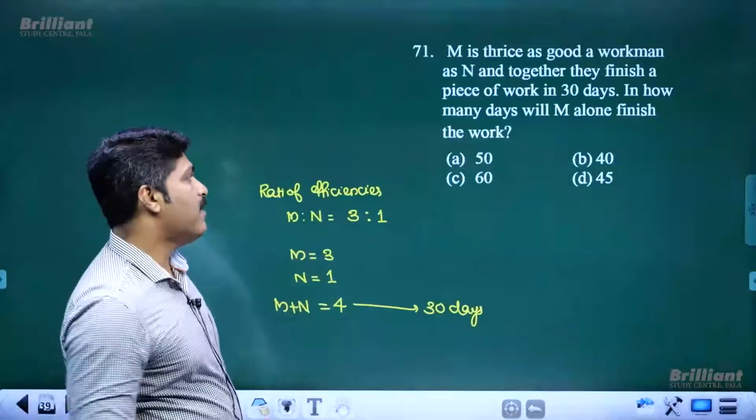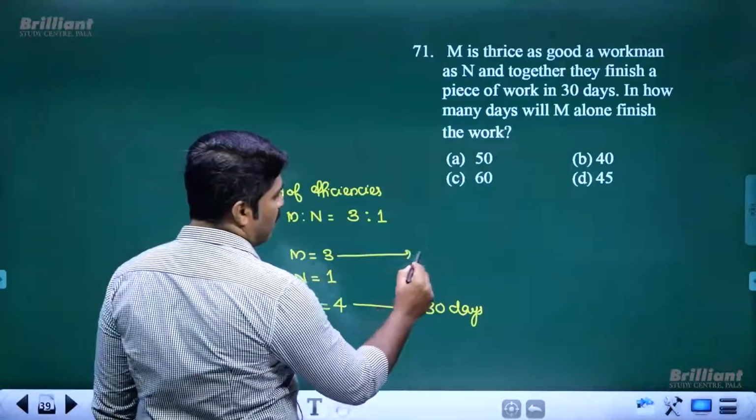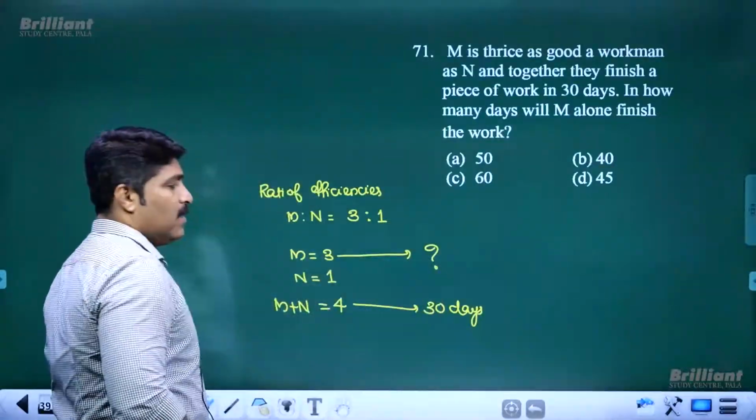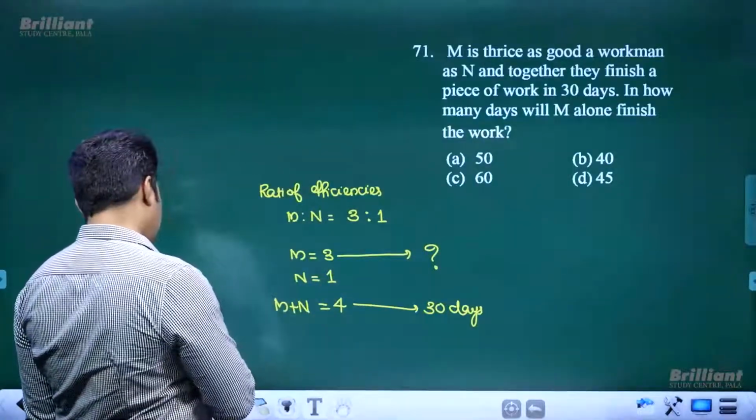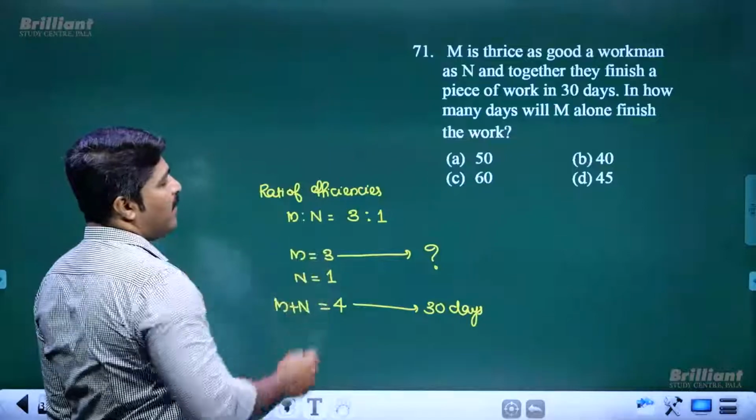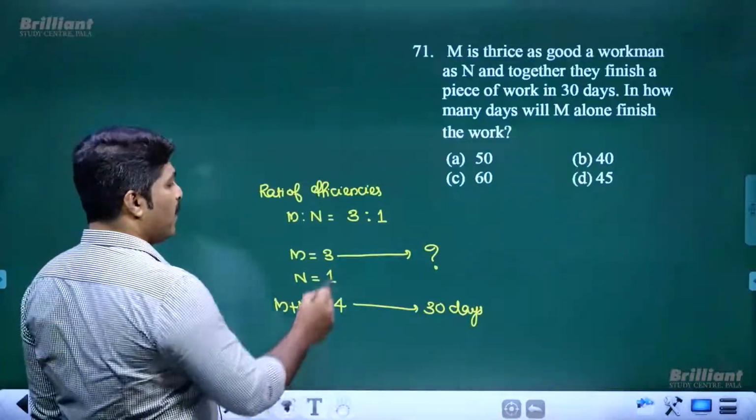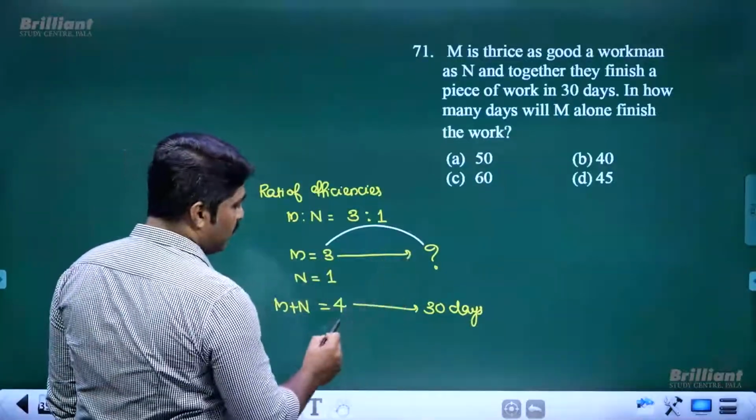Then the time taken by M alone, how many days? Just recall, efficiency and days are in inverse variation. Whenever it is the case of inverse variation, we already learned that M1 into D1 equals M2 into D2.